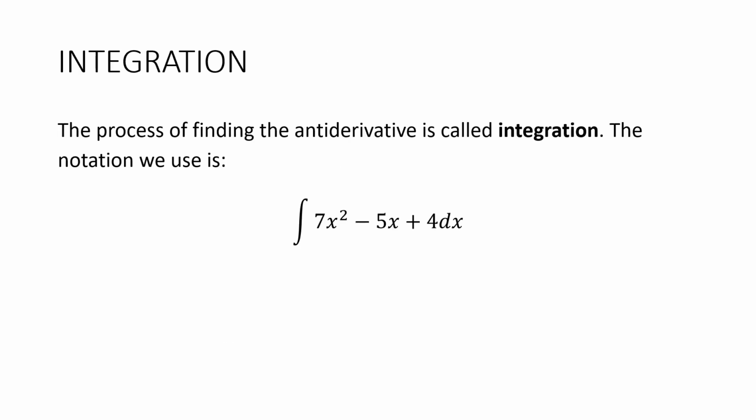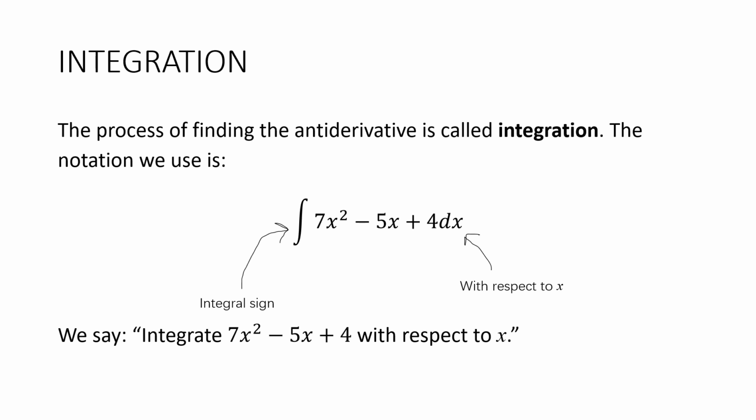The process of finding the antiderivative is called integration, and here's the notation that we use. This is an integral sign, then we have our function, and this means with respect to x. So we say integrate 7x squared minus 5x plus 4 with respect to x.